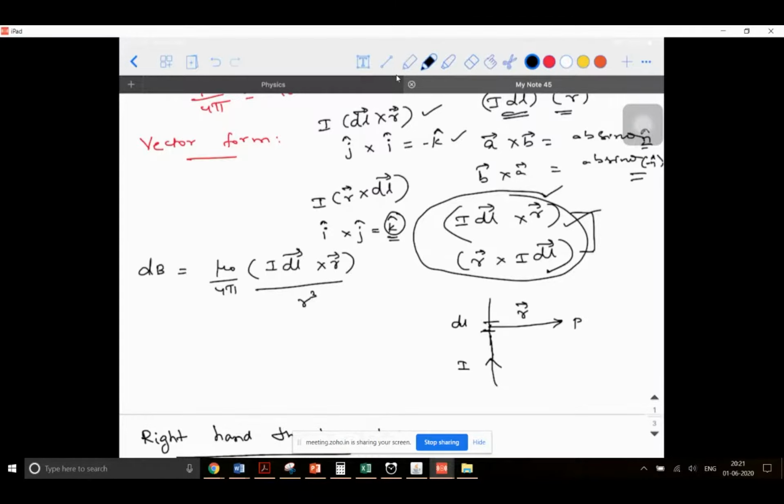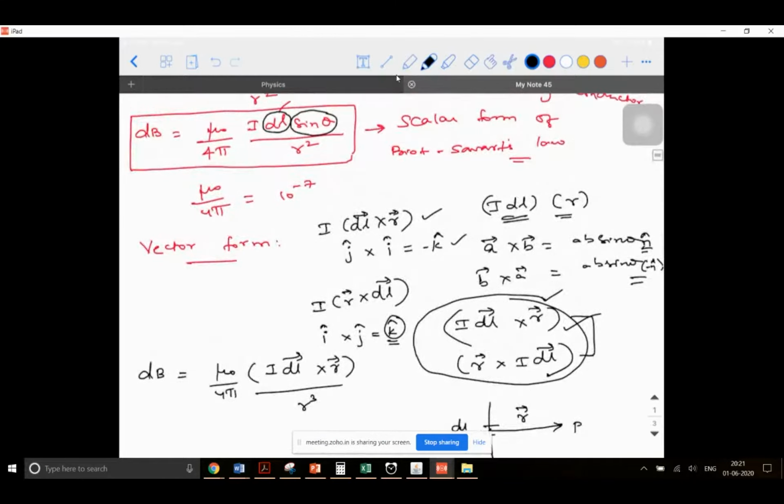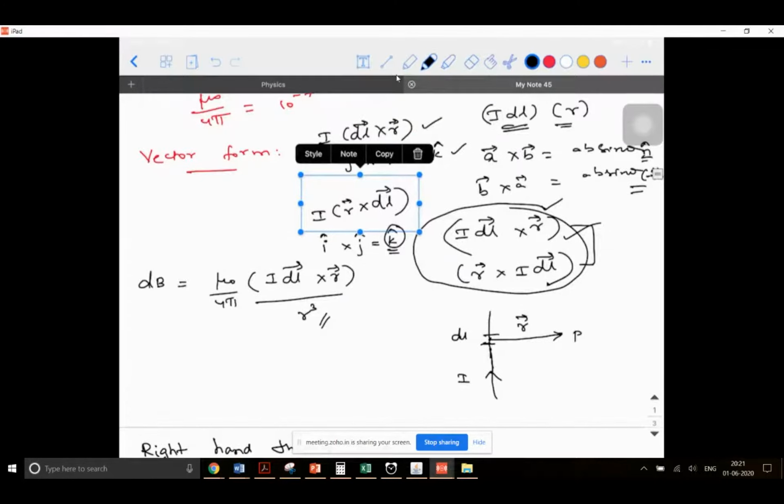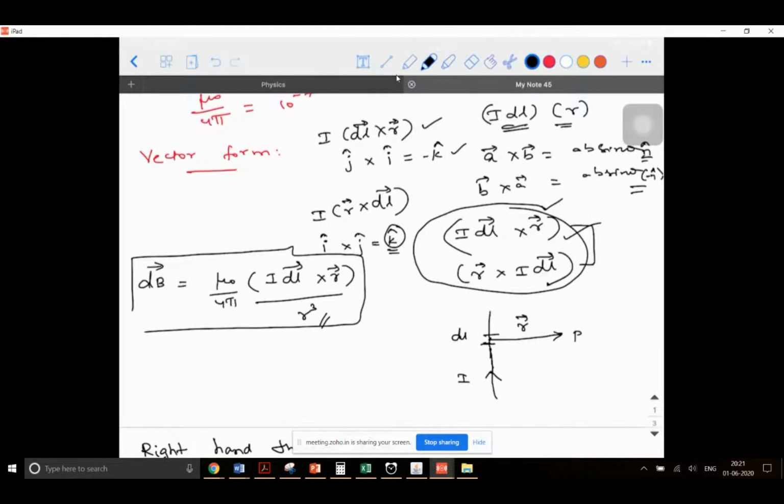I did a small manipulation. If you look at the scalar form, I don't have r in the numerator. To get r in the numerator, I multiplied and divided with r so that the denominator becomes r cube. That's what I've written here. So please be careful: when you're writing it in the scalar form, the denominator is r square. When you're writing it in the vector form, the denominator is r cube. This is the vector form of the Biot-Savart law, just like how you learnt Coulomb's law in vector form.